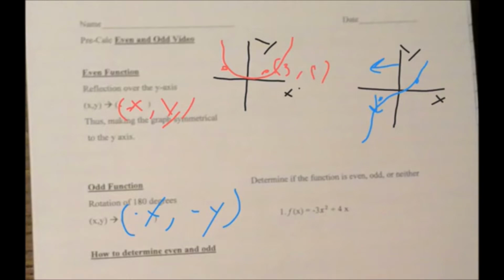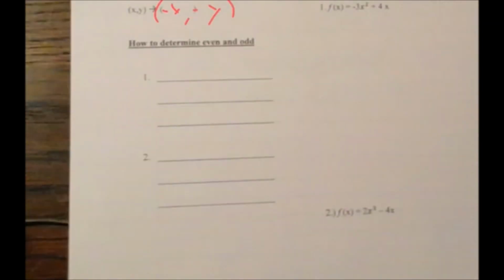Okay, now let's look at how to determine even and odd functions. Alright, first thing we're going to do to determine whether it's even or odd is we're going to find f of x. And how we do this, you pick any number, but it can't be 0 because that won't help us. So never pick 0, but you can pick any number besides 0 and plug it in for x.